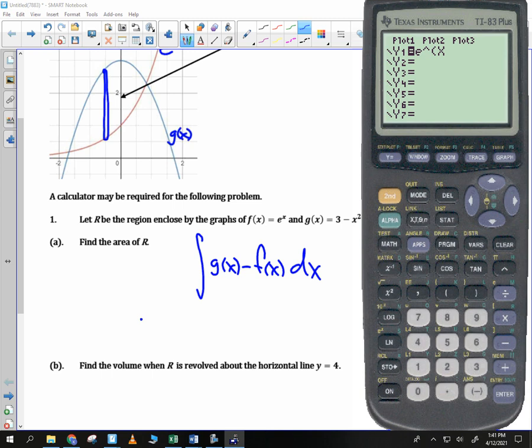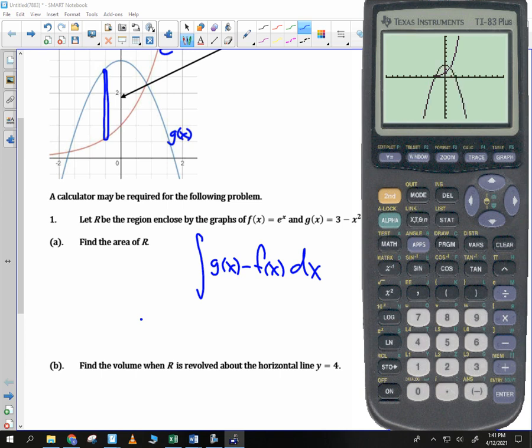Most common question is, Mr. Gens, I don't know how to find e on my calculator. Well, it's second natural log right there. And then my next one would be 3 minus x squared. So I go 3 minus x squared. Those are my two functions. I'm going to zoom standard, and I need to find these points of intersection.